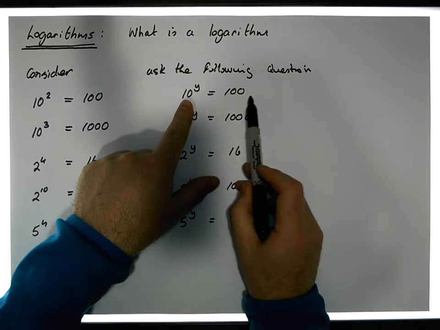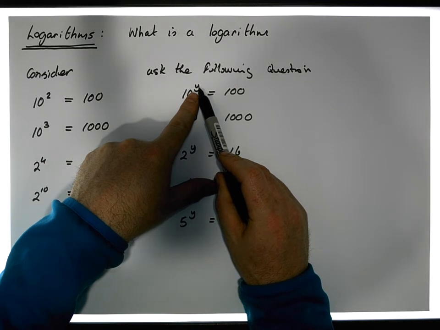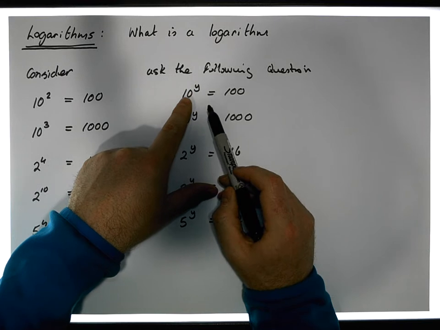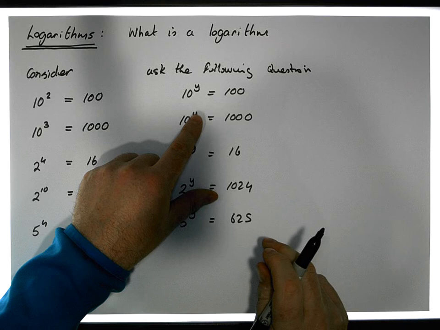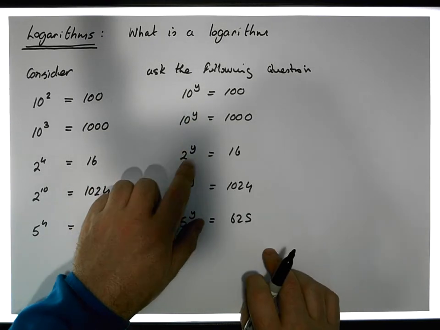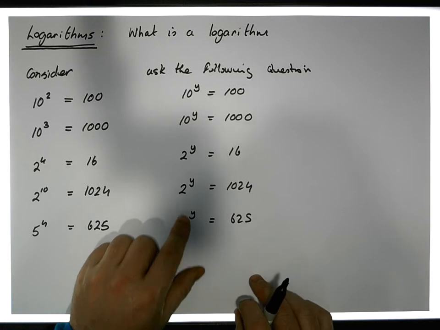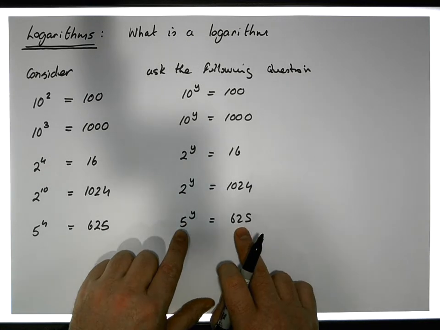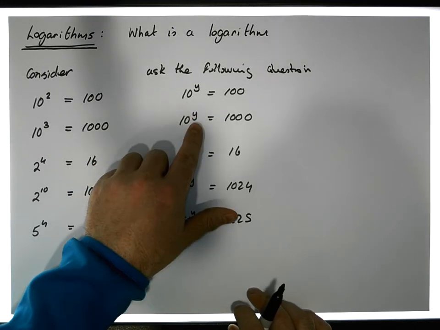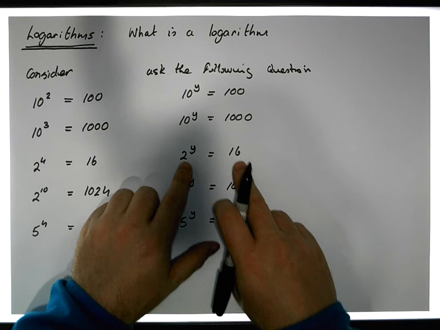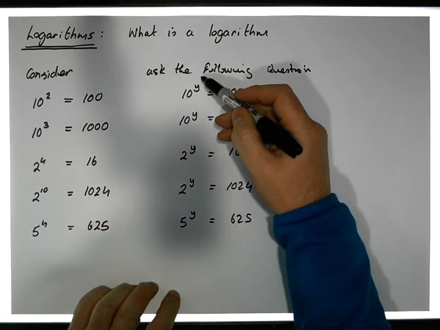So in this case, the y that I'm looking for is the y that, when we raise 10 to the power of it, gives us 100. So it's the y that's associated with 10 and 100. It's the y that's associated with 10 and 1,000. It's the y that's associated with 2 and 16. It's the y that's associated with 2 and 1,024. It's the y that's associated with 5 and 625. It's the y that's associated with a base and some number, and so on and so forth. So effectively, all a logarithm is this exponent.